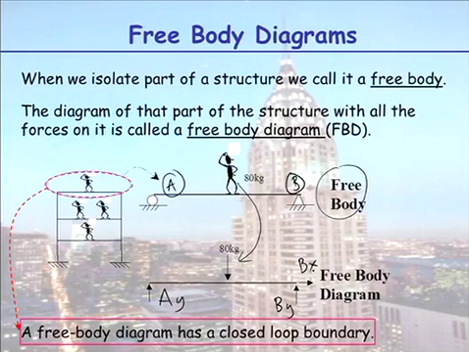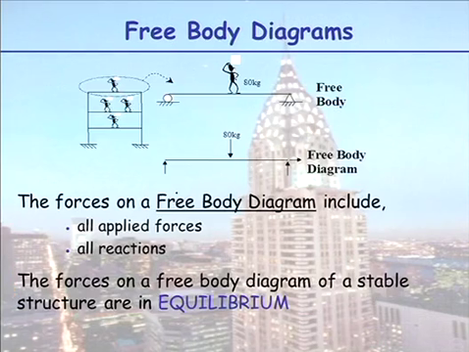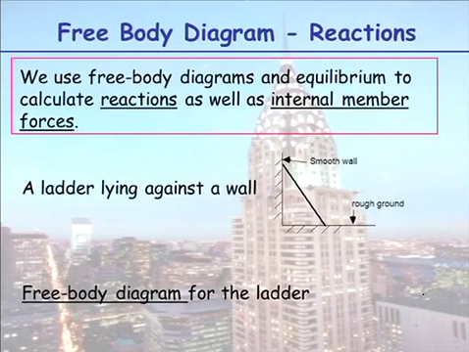So just be aware, when we create our free body diagram, it has a closed loop boundary. It's a circular loop. We draw a circle around an area and we pull everything in that circle out. So the forces on a free body diagram include all the applied forces and all the reactions, and the forces on a free body diagram of a stable structure are in equilibrium, so we can solve. So we use free body diagrams in equilibrium to calculate reactions as well as internal member forces. We'll do that in the coming weeks. This week it's all about reactions.